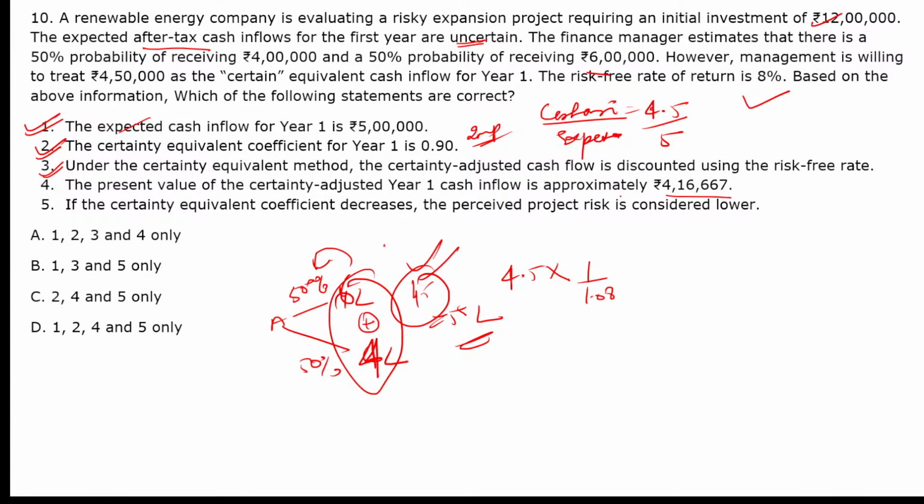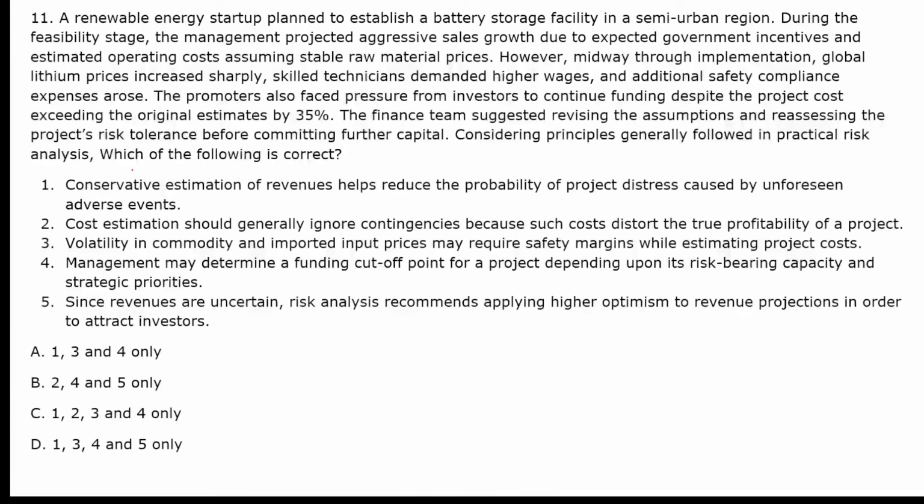Which will be 416. This is also correct. If the certainty equivalent coefficient decreases, the perceived project risk is considered lower. This is incorrect. If the certainty decreases, of course the risk will increase. So this is wrong. But how will the risk decrease? So 1, 2, 3, 4 are correct. A is the correct answer.